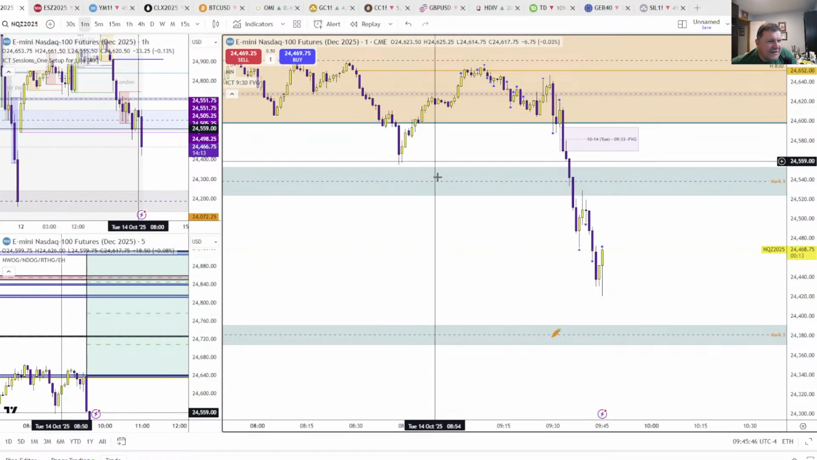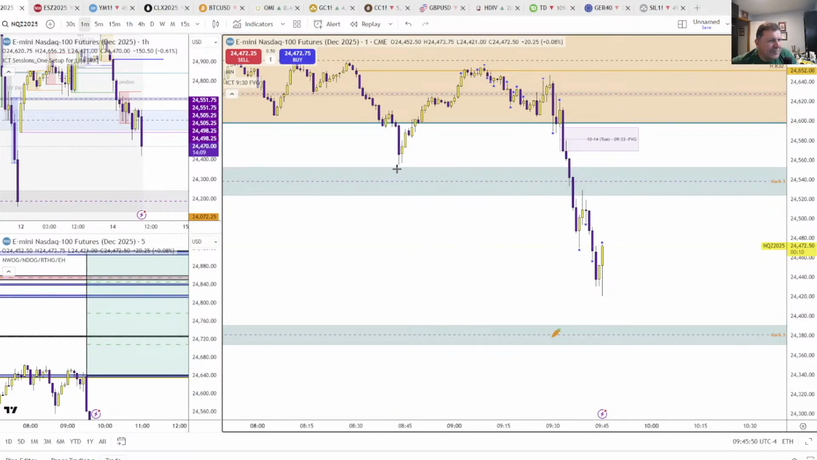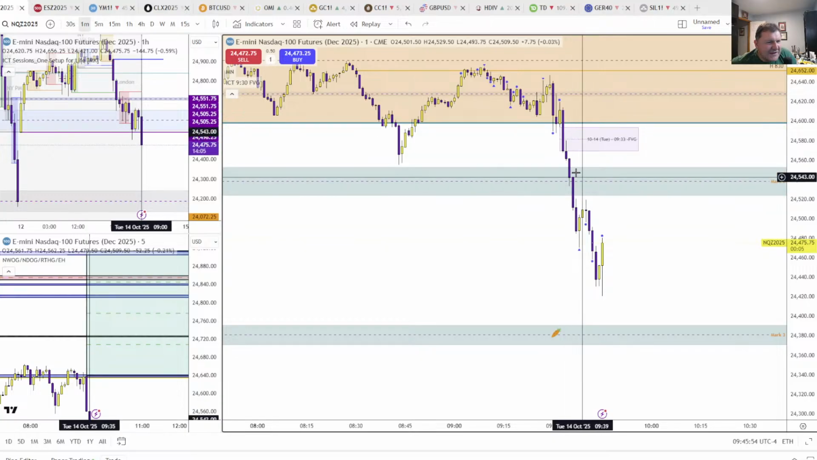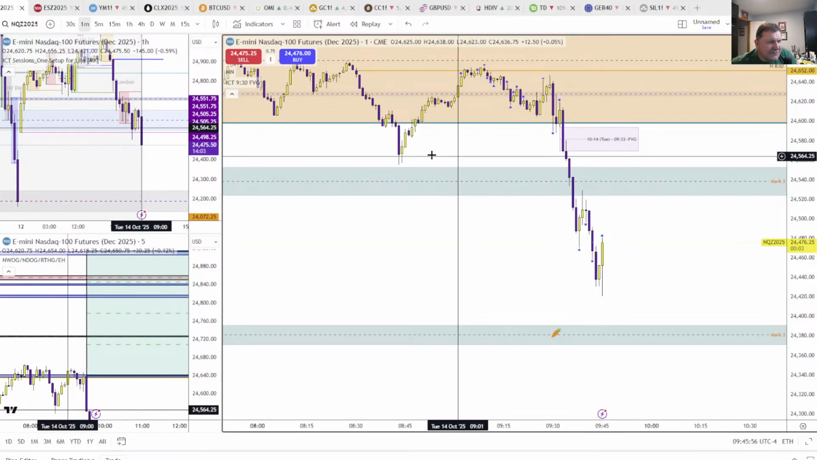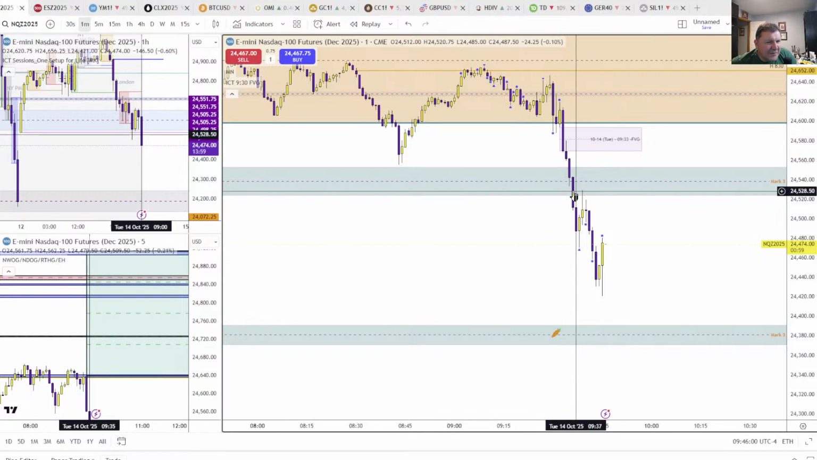I wanted to see us get back up into this level because I wanted to see that first fair value gap form below this consolidation area here. I wanted to see this get retested. That was the reason I wanted to see it run back up into that level. You don't get that one, but you do get this one.